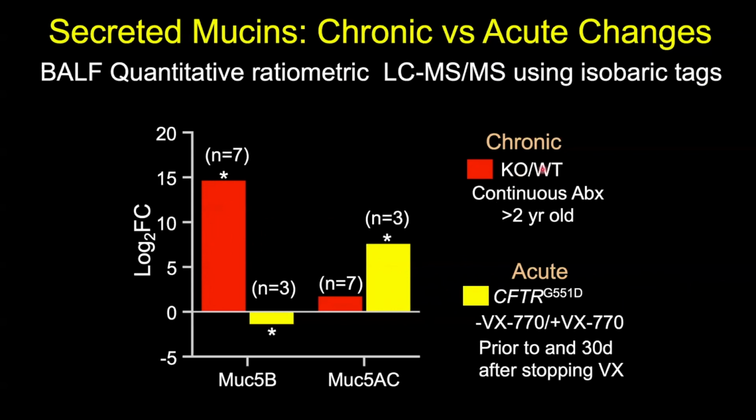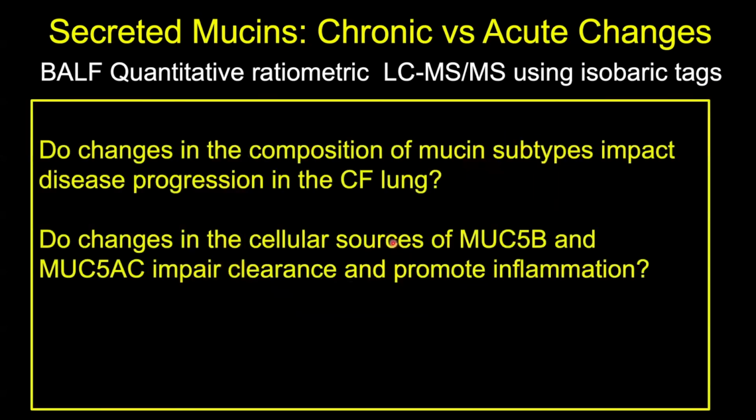knockout with knockout state divided by the wild type state, and the acute changes here performed in G551D animals taken off VX770 and prior to being taken off VX770, one sees that in the chronic state, MUC5B dominates within the bronchoalveolar lavage fluid. In the acute state, MUC5B is reduced and MUC5AC is increased. And so we were interested whether these changes in the composition of mucin subtypes impact disease progression in the CF lung, and whether or not the cellular source of MUC5B and MUC5AC impacts clearance and promotes inflammation.